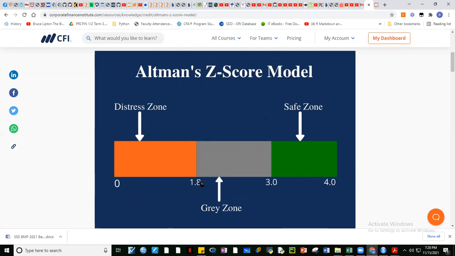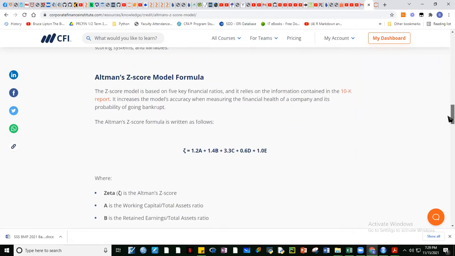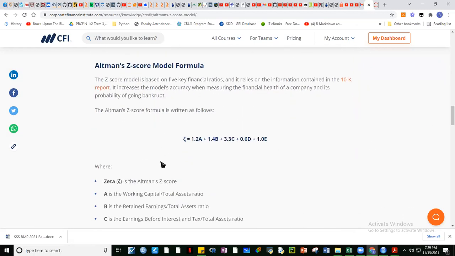The gray zone is when the Z-score is between 1.8 and 3, which means we are not certain, no? We are not sure whether the company will become bankrupt or not. So we have the distress zone, the gray zone, and then the safe zone. If you go down, guys, there's the computation, which is what we use.